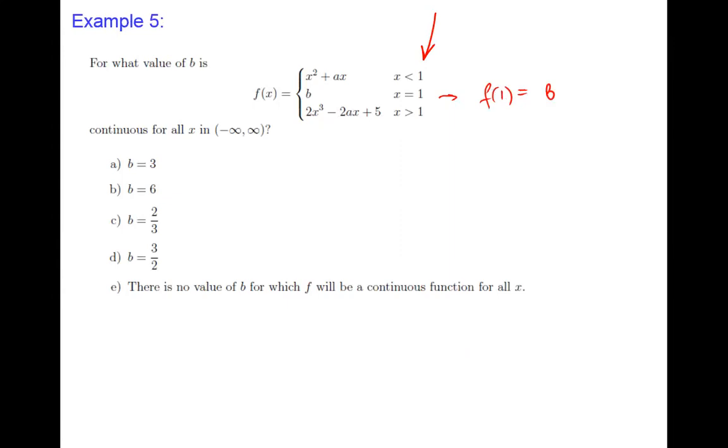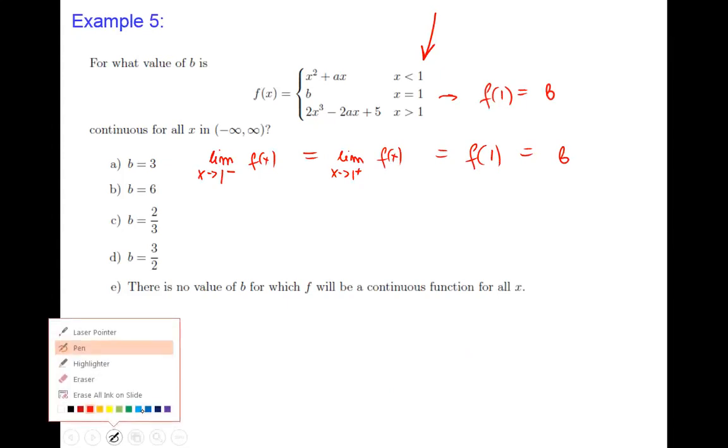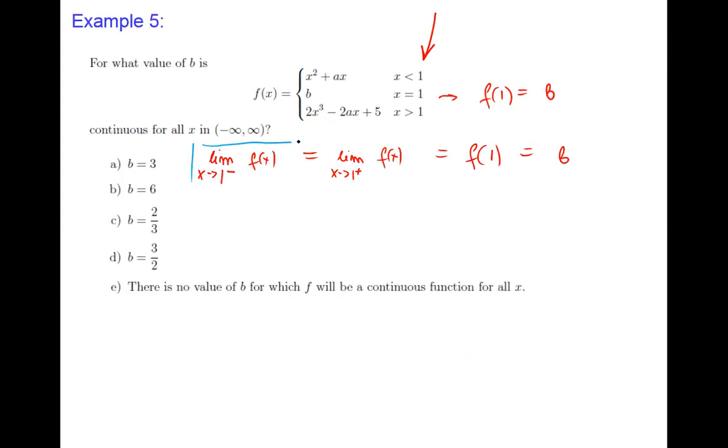And what I want is for the function to be continuous, which means the limit as x goes to 1 from the left-hand side must be the same as the limit at 1 from the right-hand side. And of course, the same as the value, but the value is B. That means limit from the left, limit from the right, and the value, all of them have to be the same. Because there are too many equations, let's focus on this first.